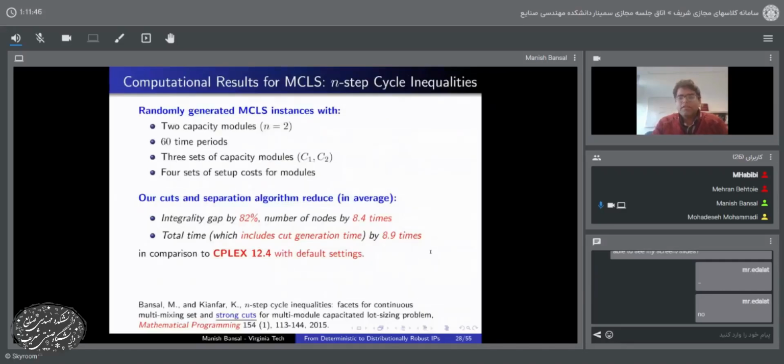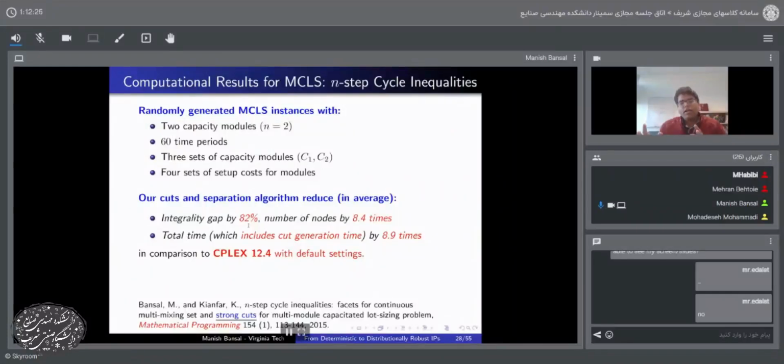So we conducted some computational experiments where we randomly generated some of these instances, and we also had this separation algorithm. Essentially, at the root node, we compared our results with Cplex. In Cplex, at the root node, we add some of these inequalities using a heuristic, and once we had added those inequalities, since these inequalities reduce the gap by 82%, we just let them be there and then ask Cplex to solve the rest of the problem.